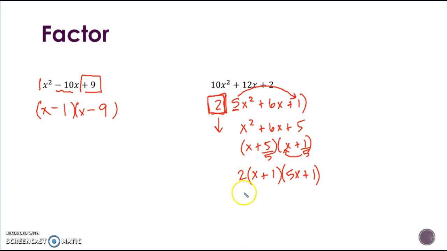If I wanted to solve by factoring, this is where I would set all of them equal to 0. Now 2 will never be 0 because it's 2. So that means I don't have to use that whenever I'm actually solving. So I'm just going to take the x plus 1, set it equal to 0, the 5x plus 1, set it equal to 0. So then I get x equals negative 1, and then this one's going to be negative 1/5.